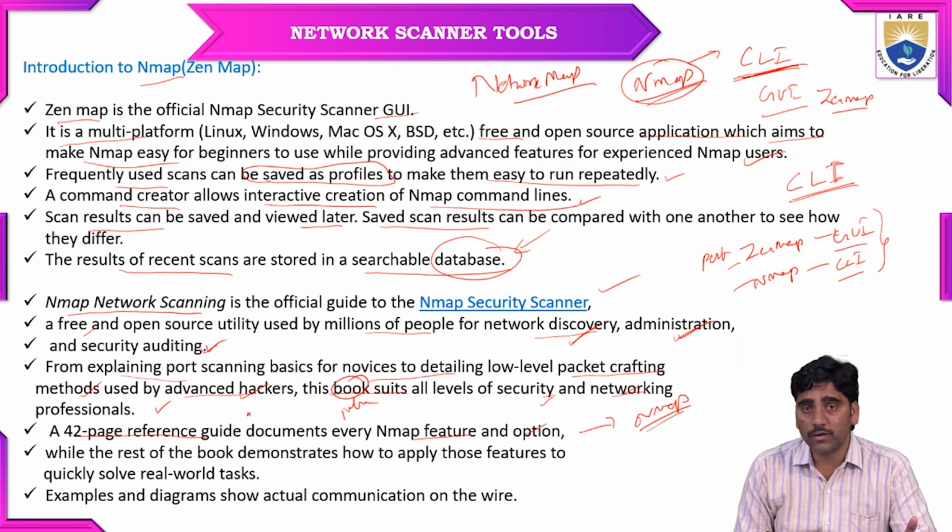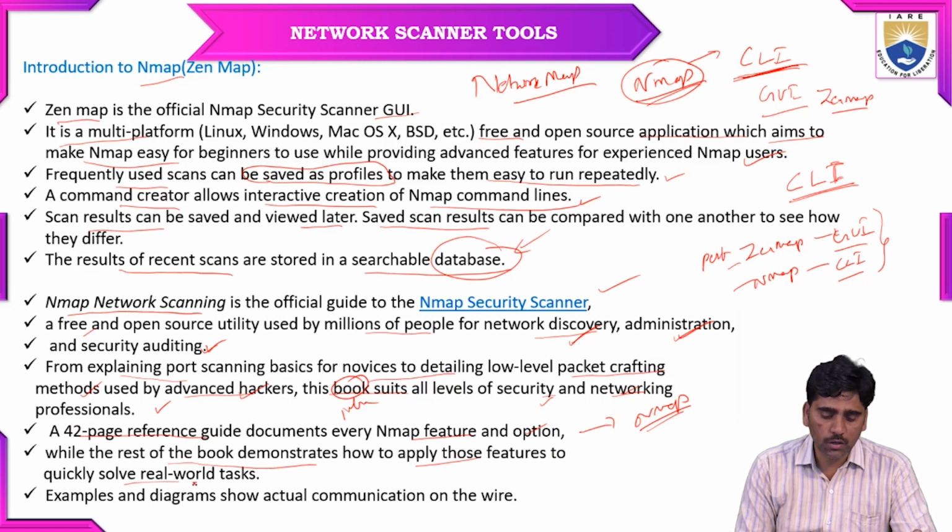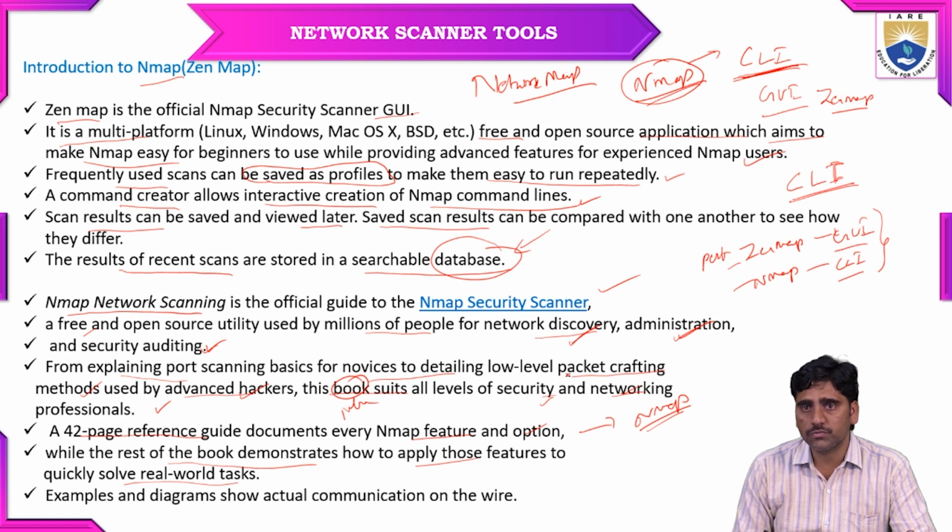A 42-page reference guide documents every NMAP feature and option, while the rest of the book demonstrates how to apply those features to quickly solve real-world tasks. So those features are related to solving real-world issues and tasks. And examples and diagrams show actual communication on the wire.